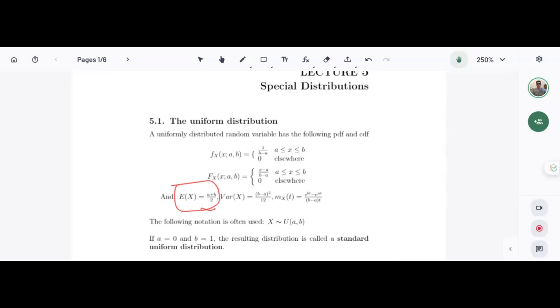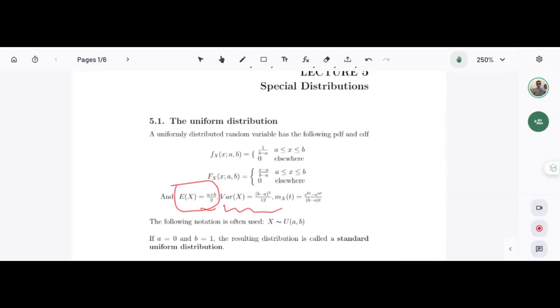Regarding the variance, variance is going to be equal to b minus a squared divided by 12. You can derive it. Yes, you can just use this probability density function and derive the variance and expectation, but no need to do that because there is an easy shortcut formula for that. Okay, so you can try it at home. I don't want to waste time on that.